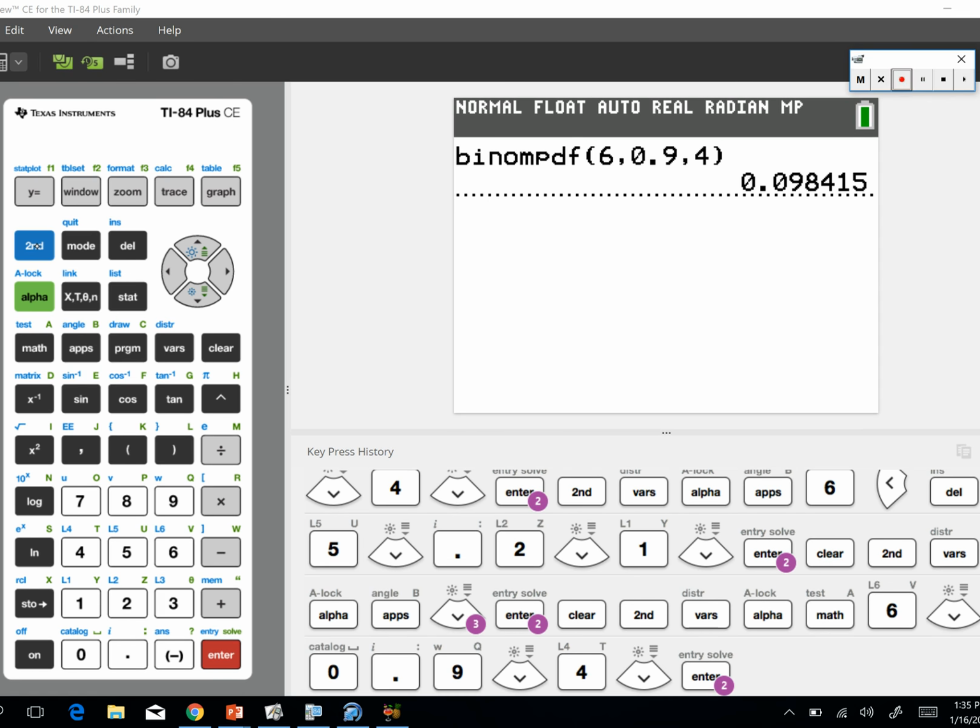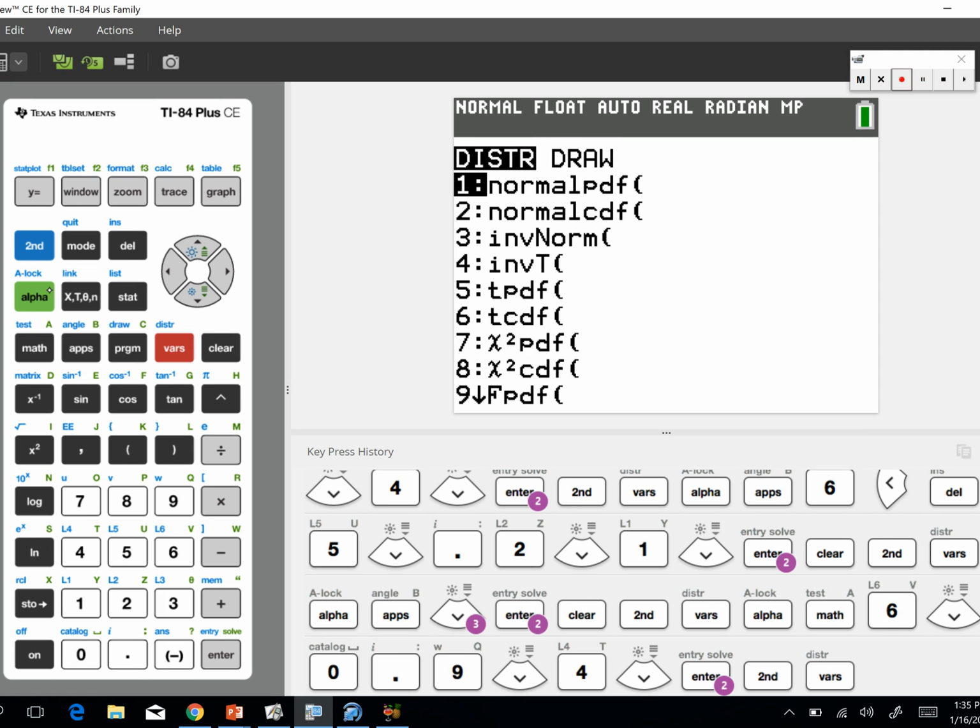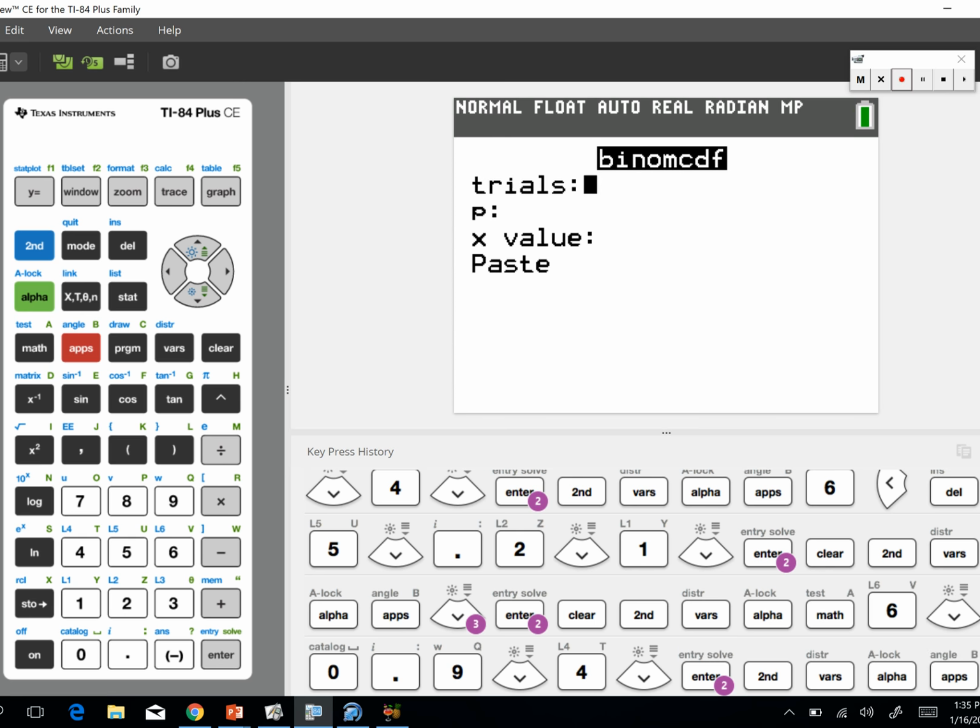If you go back to our distribute menu, second vars, we want option B. You can hit your alpha key and then the apps key, or you can just arrow down till you get to option B, which will say binomcdf. The C part means we're going to do cumulative. So it's going to go 0 up through wherever you tell it to stop.